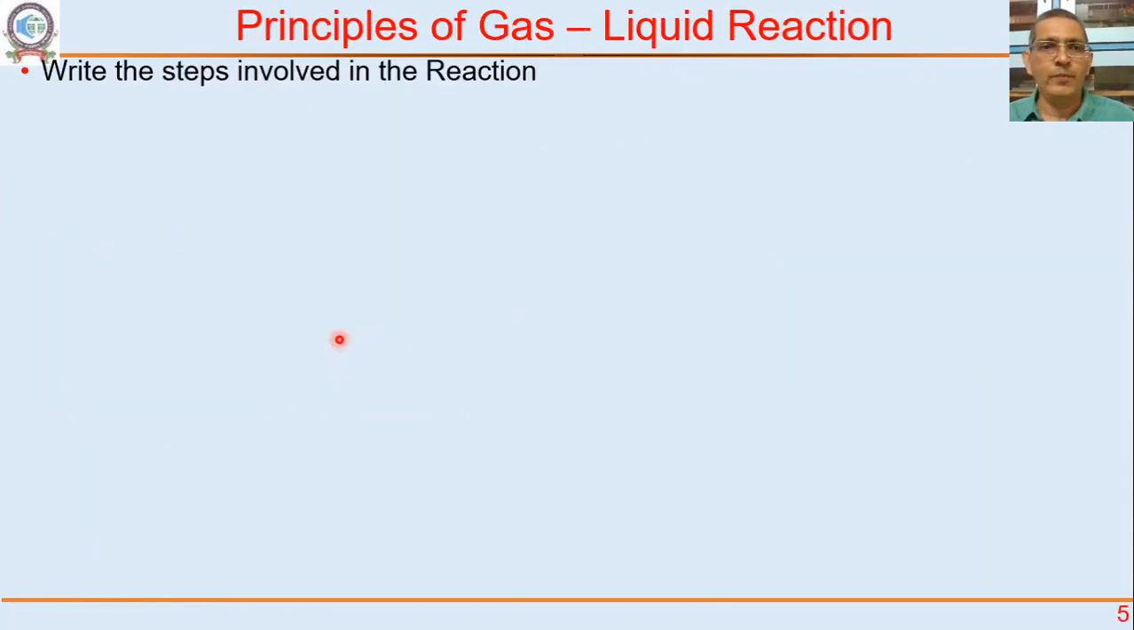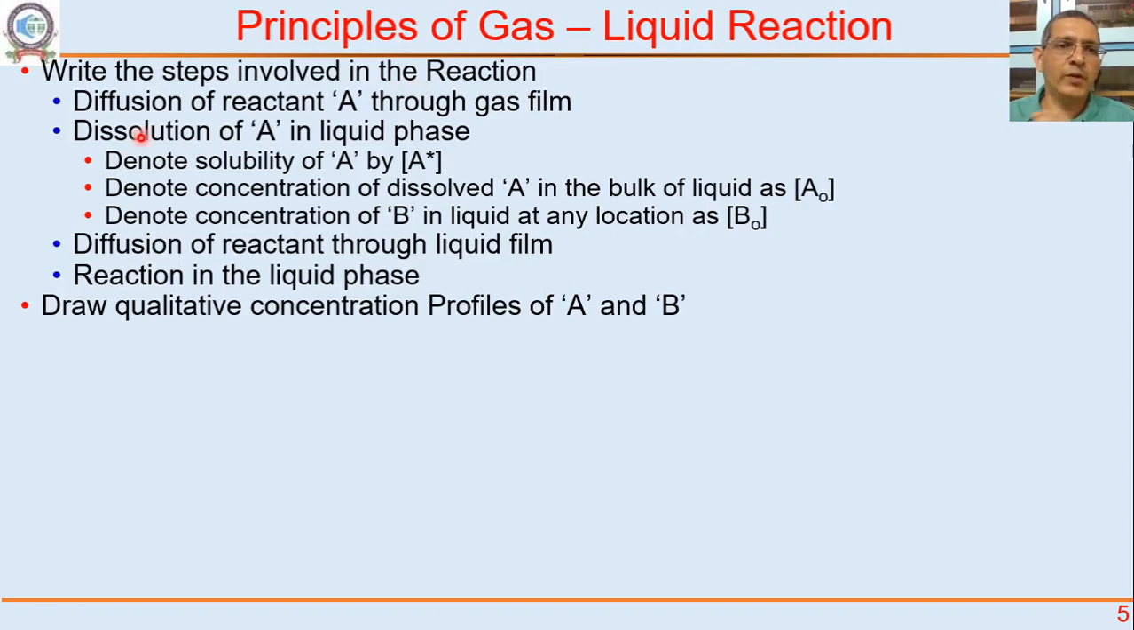What we are going to do now is to write the steps involved in the reaction. Can you write them? Pause and write. Here are some. So first of all, diffusion of a reactant through the gas film. Now A, which is in the gas phase, could have some mass transfer resistance in the gas phase itself. So there is a mass transfer resistance of A from the bulk gas to the interface. There could be dissolution of A in the liquid phase. After this A is transferred, it has to dissolve in the liquid phase.